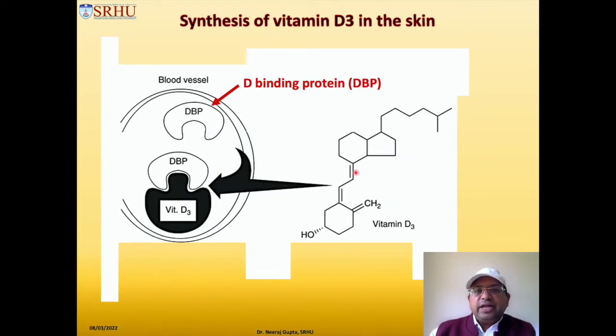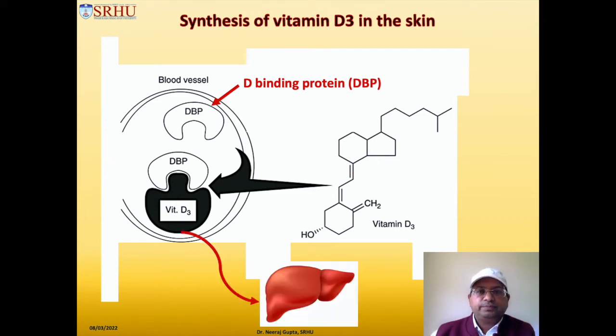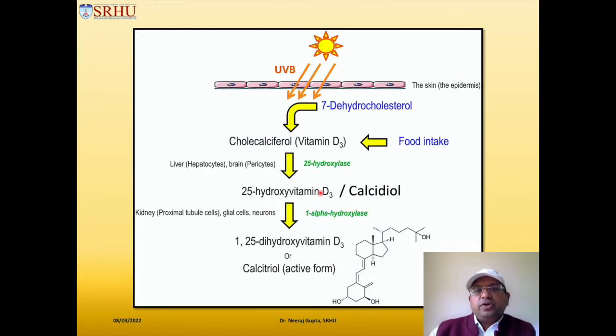The vitamin D3 gets ejected out of the plasma membrane into the extracellular space and diffuses into the capillary bed in the dermis, where it gets bound to vitamin D binding protein. It will now be transported to the liver for its first hydroxylation. In the liver, it forms 25-hydroxy vitamin D3, that is calcidiol, and finally in the kidney, it forms 1,25-dihydroxy vitamin D3, calcitriol, which is the active form.